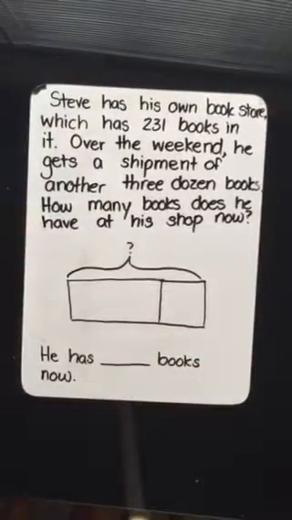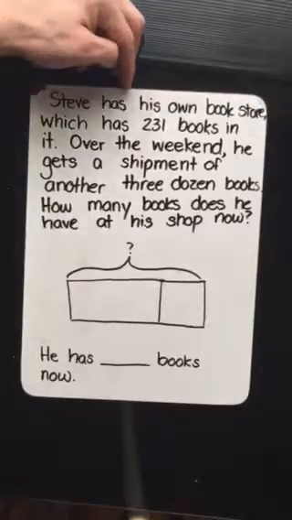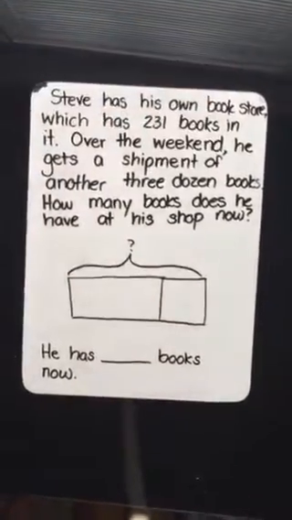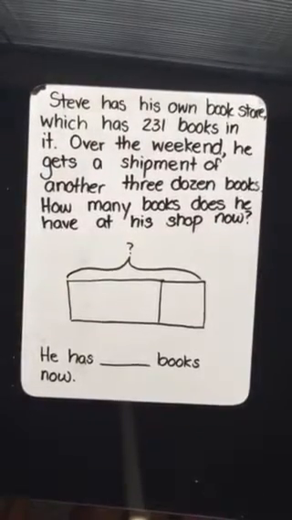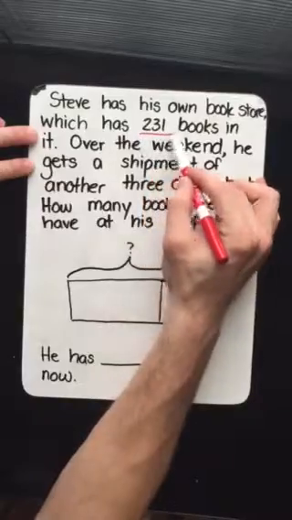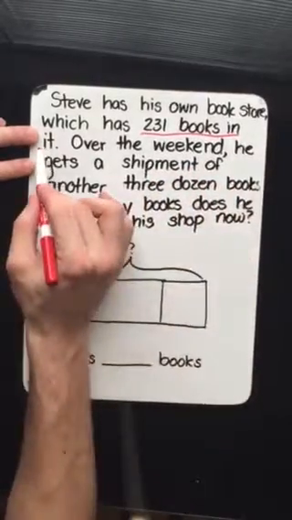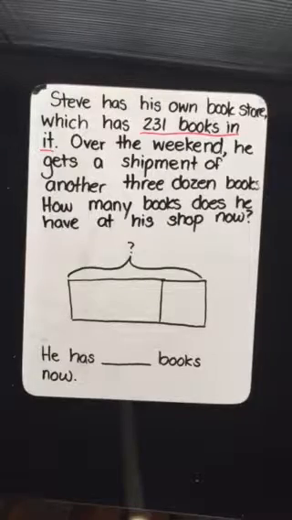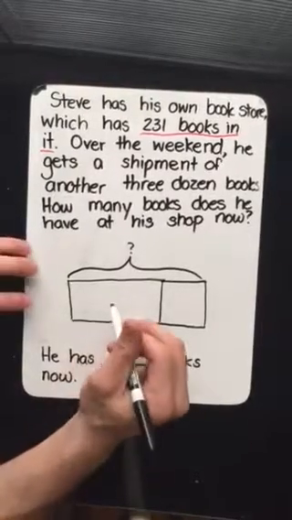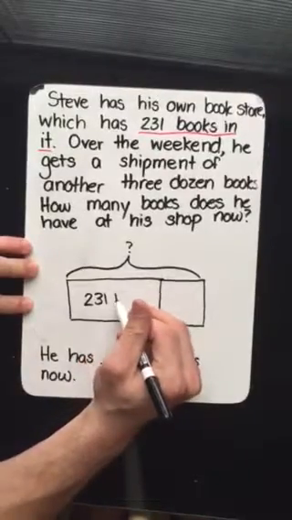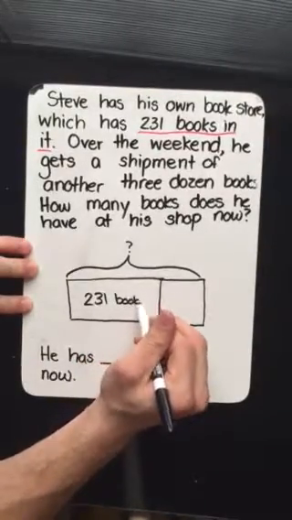Let's read my problem again. It says, Steve has his own bookstore, which has 231 books in it. So I'm going to underline what's important to me. His own bookstore with 231 books in it. Right? I don't care if he owns it. It's not really important information. What's important is the fact there's 231 books in it. So in here, I'm going to write 231 books. You can put it below it or you can put it in it.